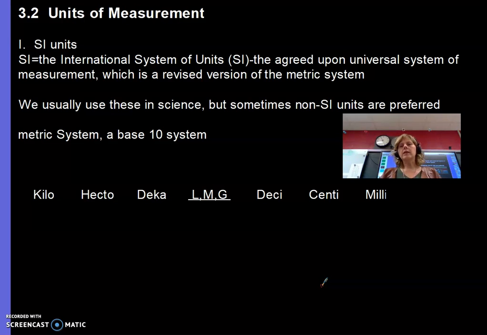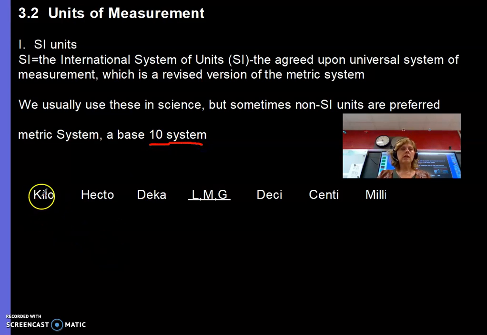The metric system just makes a lot of sense, and there's a lot of correlation between units that makes sense. We call it a base 10 system, and I know we talked about this earlier, so we just want to hit on it again because it's really important. I don't think we talked about all the different SI units, but we've talked about the metric system. So we use these in science, but sometimes, and we'll talk about why, non-SI units are preferred, and we'll talk about those sometimes. So again, a base 10 system.